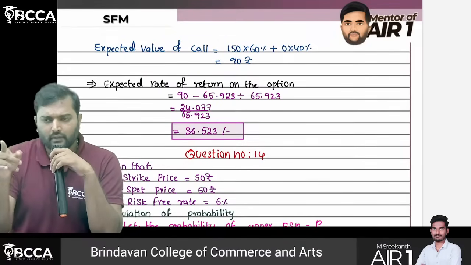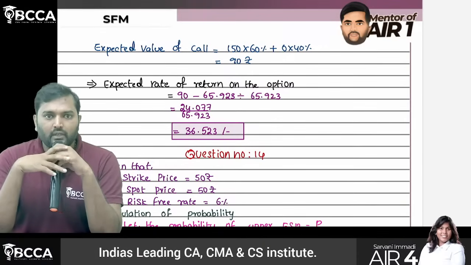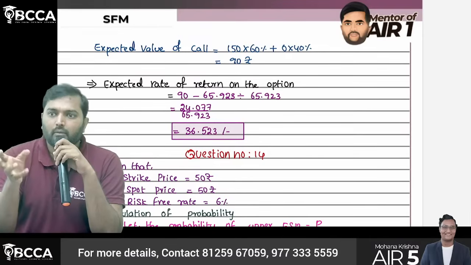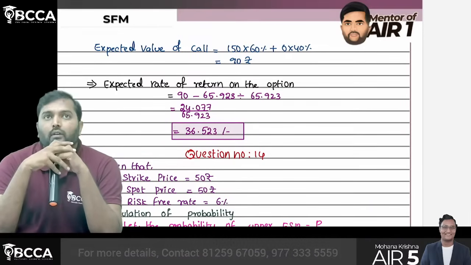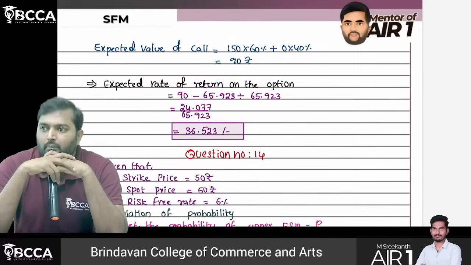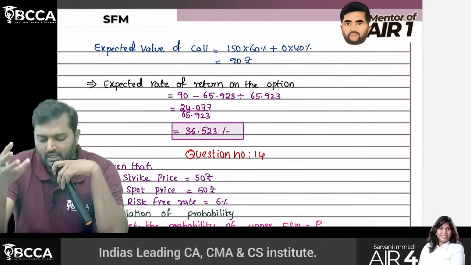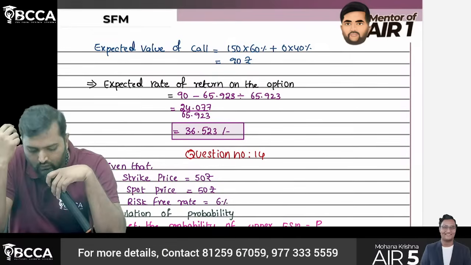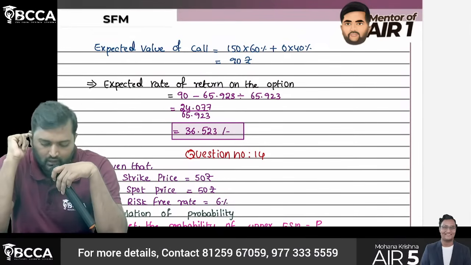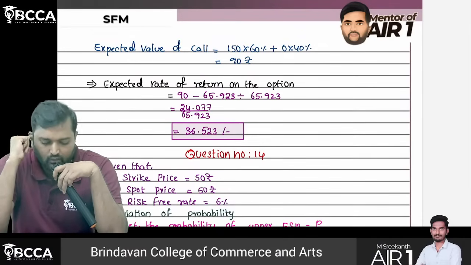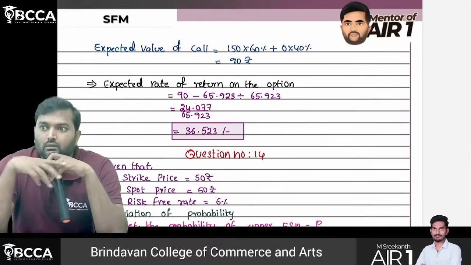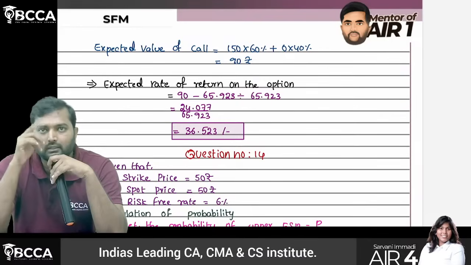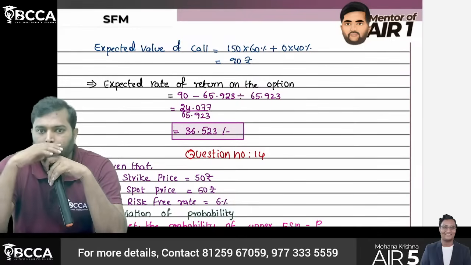So if you buy a call option at 65.923, you will receive a benefit of the difference. It is similar to P1 minus P0 divided by P0. Here the investment is 65.923 and the investment value will increase to 90. And what is the expected rate of return? 36.523%. Am I clear? Done.